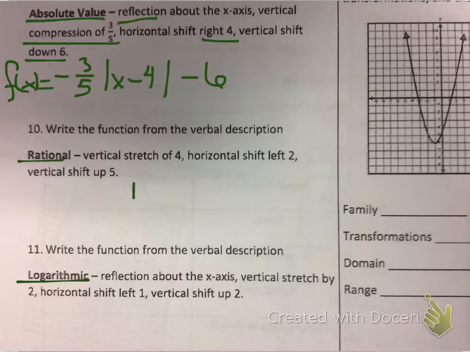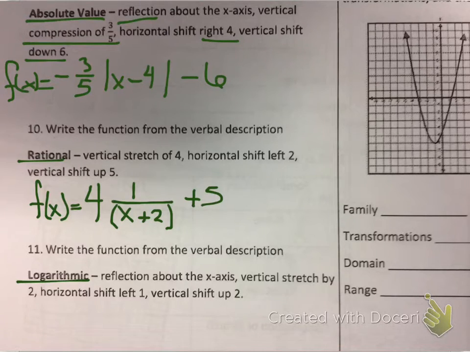Rational, that's 1 over x. A lot of times some of y'all ask why wasn't there a parentheses here? Because there's an implied one, but you can put it there in case you want to. Vertical stretch 4, put that in the front. Horizontal left 2, plus 2, up 5, and you're done pretty much with that. You can see I write the function first and kind of go from there.